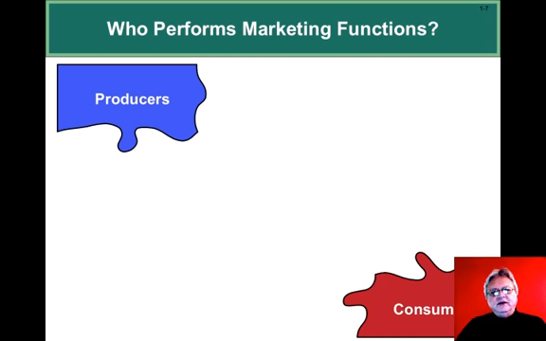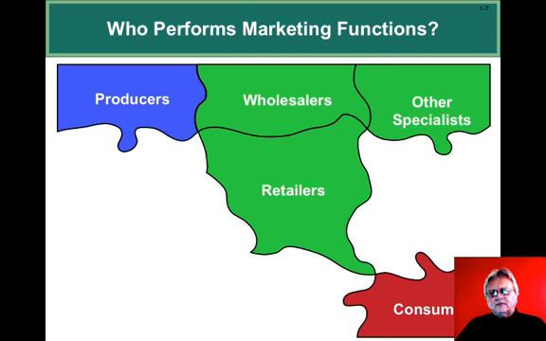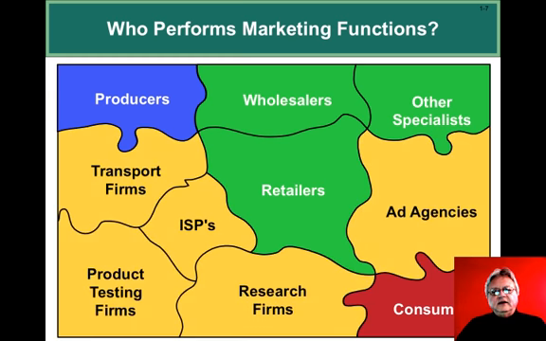Looking at it graphically, we have producers and consumers. There are the intermediaries, consisting basically of wholesalers and retailers and other related specialists that are involved in trade, buying and selling. And then the additional firms shown there in the orange or the yellow are the collaborator firms.